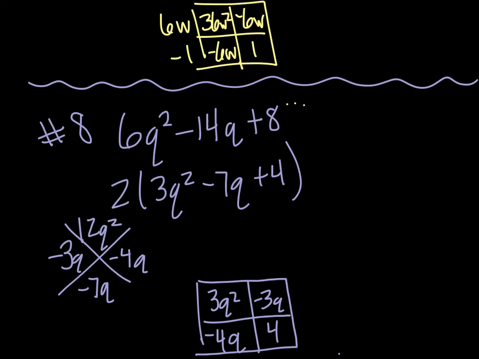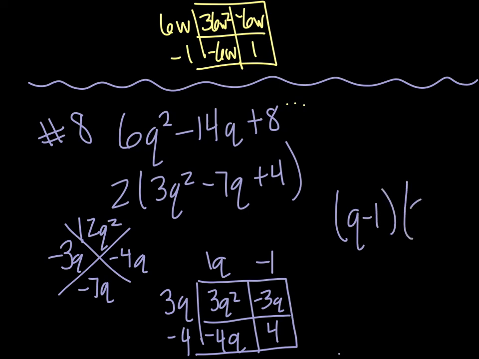So greatest common factor of 3q squared and 4q, nothing other than 1 and q. Okay, 1q times what is 3q squared? 3q. 1q times what is negative 4q? Negative 4. And 3q times what is negative 3q? Negative 1. So your factored form here would be 1q, or q minus 1, times 3q minus 4.